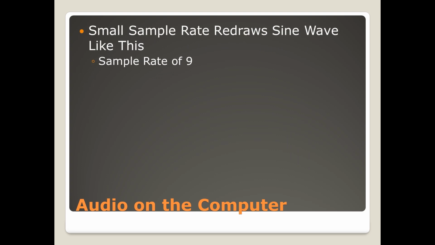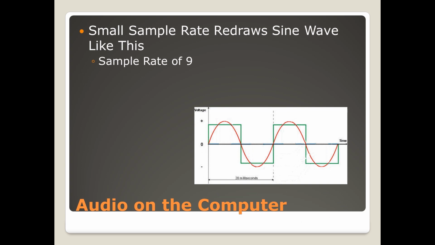Now, if we had a sample rate of 9, the wave is going to look something like this. You can see how we have that green line with 9 different samples. We have a sample at the very beginning, that's why we jump up to the top. We move across, we have a sample a little further on, we move down. And so we're kind of averaging the samples.